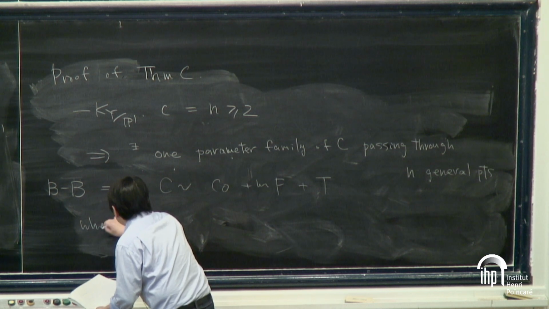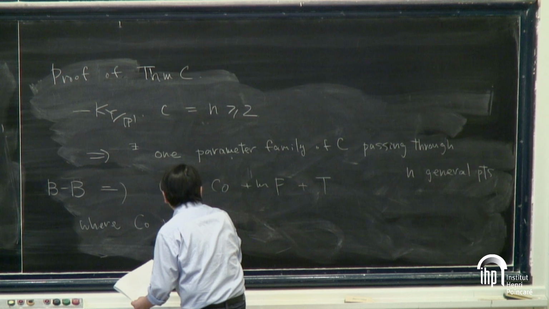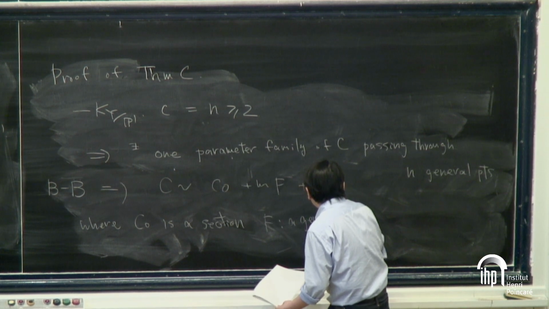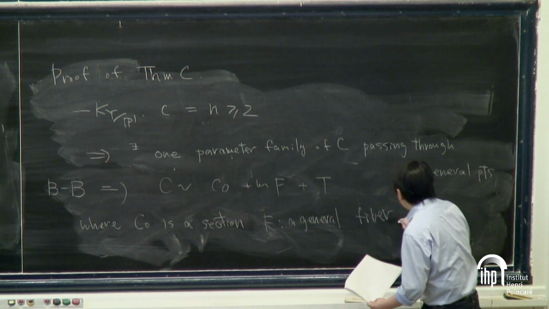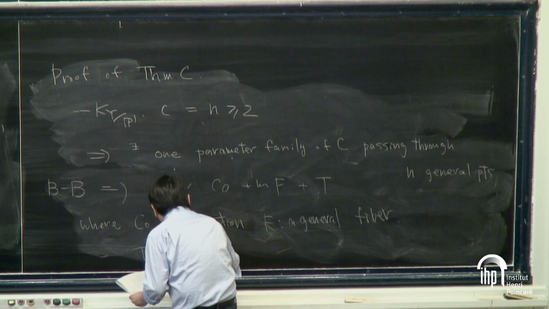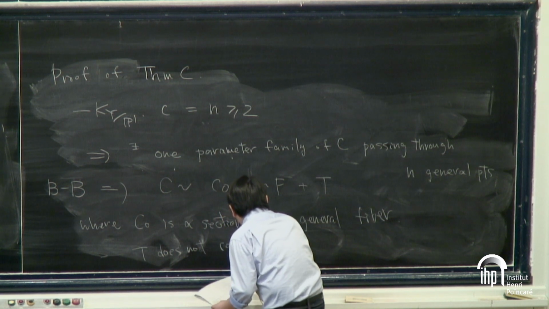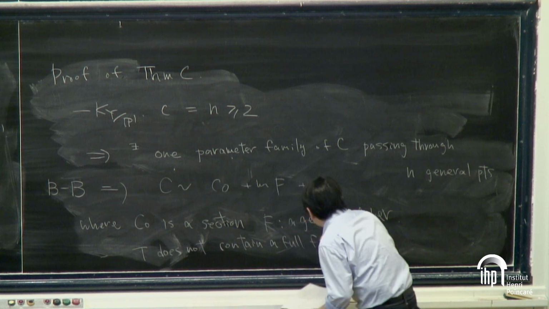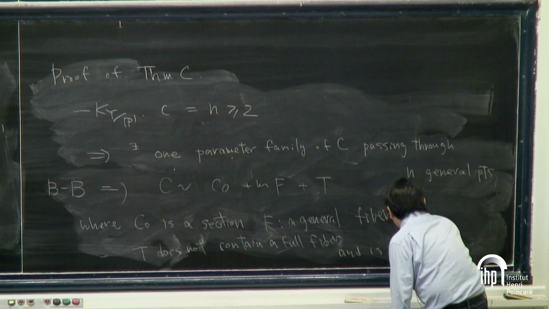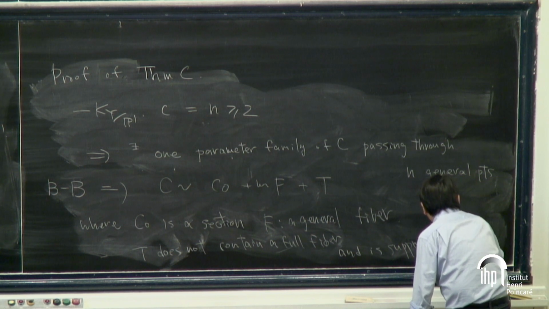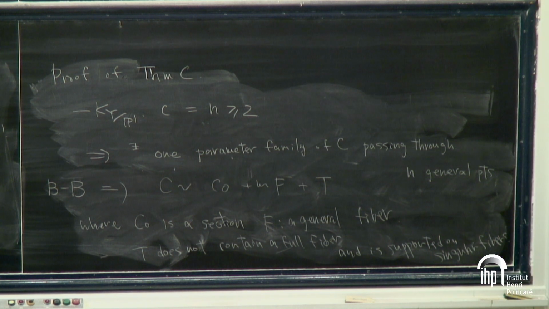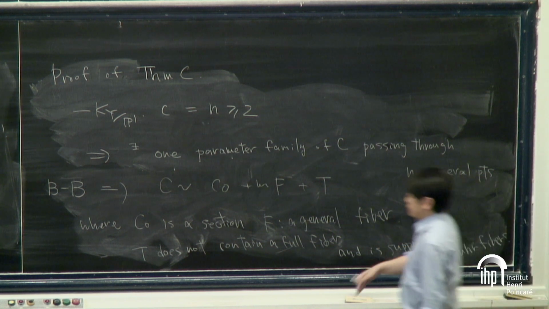Now I'm applying bend and break. C0 is a section, so one can always get a section, and F a general fiber, and then T does not contain a full fiber, and the remaining part is supported on singular fibers. So by Mori's bend and break, I can get something like this.